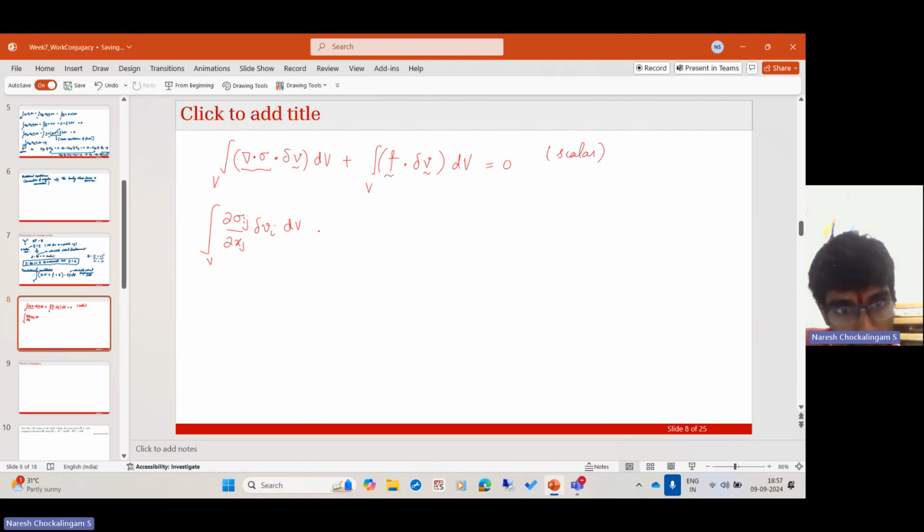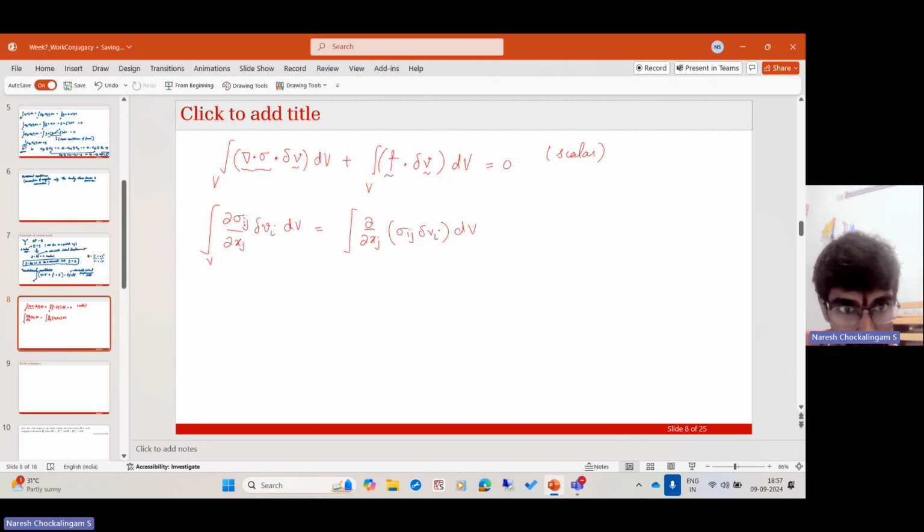So you have this. This you can in turn express as a sum of two terms using the product rule. So this is nothing but ∂/∂xj of σij δvi dV, right? Just take one term to the other side. So what is this using the product rule?